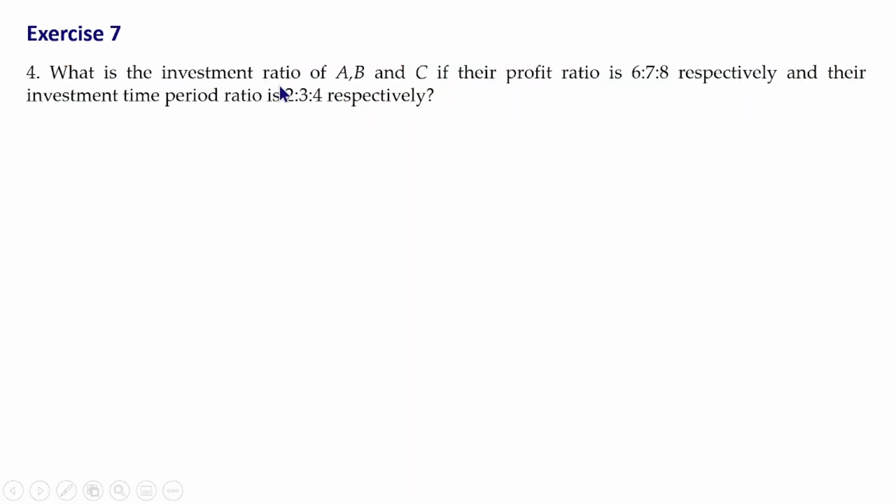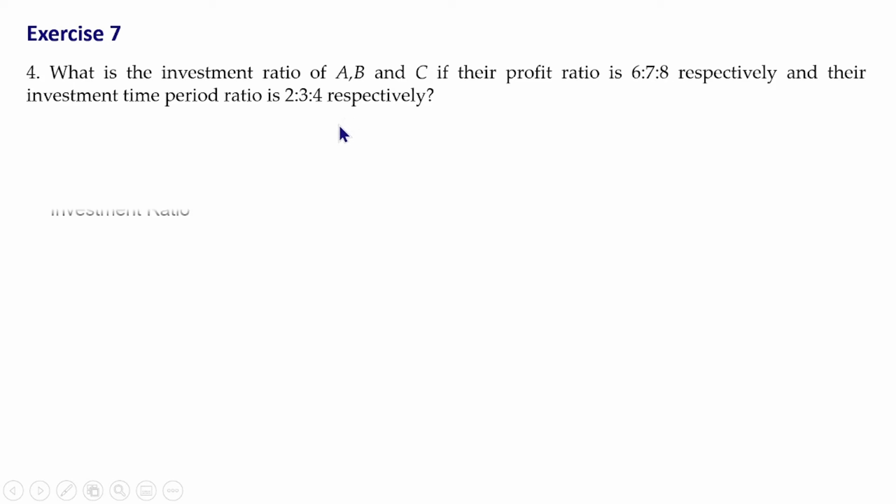Next question, what is the investment ratio of A, B, C if their profit ratio is 6:7:8 respectively and their investment time period ratio is 2:3:4 respectively? This question is also asked in the sample question paper. It was given in the sample question paper.